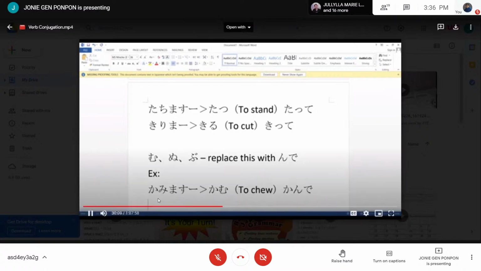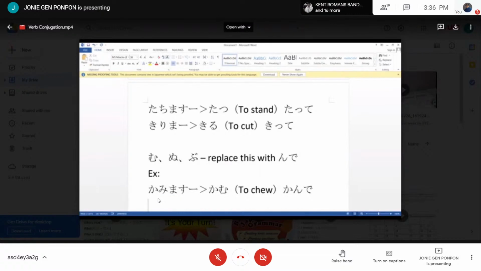Ano pa? For nu. Nu. Shinimasu, meaning to die. And it will become shinu. Okay? Shinu, meaning to die. It will become shinde. It can be a curse word also, shinde. Shinde kudasai. Although, hindi mo naman pwedeng sabihin na shinde kudasai, diba?